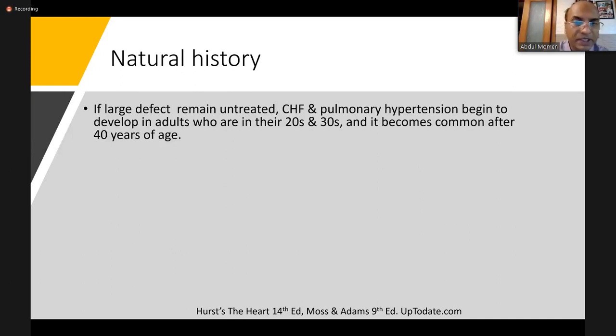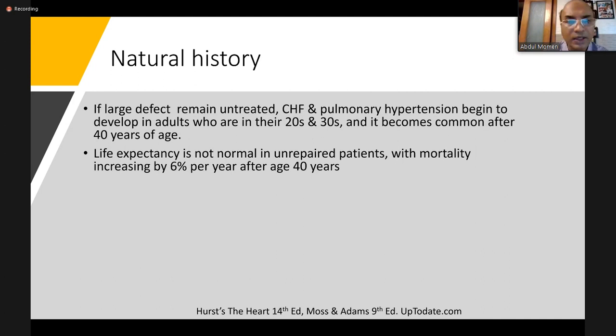Life expectancy is not normal and is 6 years per year after the age of 60. So এটা একটা আপনাদের মধ্যে এখনো এবং আমাদের কার্ডিওলজিস্টের মধ্যে এখনো এই জিনিসটুকু আছে যে এসডি যদি বড় হলে আর ক্লোজ করা লাগে না, এই বয়সে ক্লোজ করে আর কি হবে। দেখেন, the life expectancy is not normal in unrepaired patients, with mortality increasing by 60% per year after the age of 40.